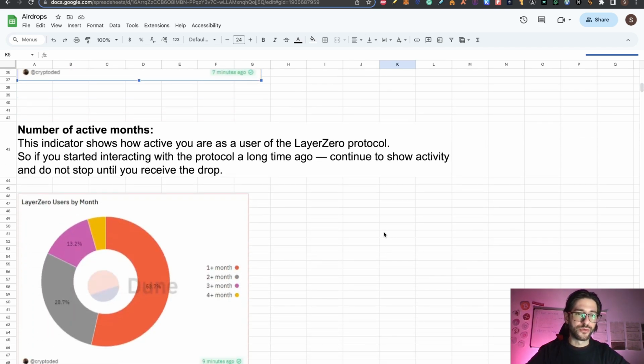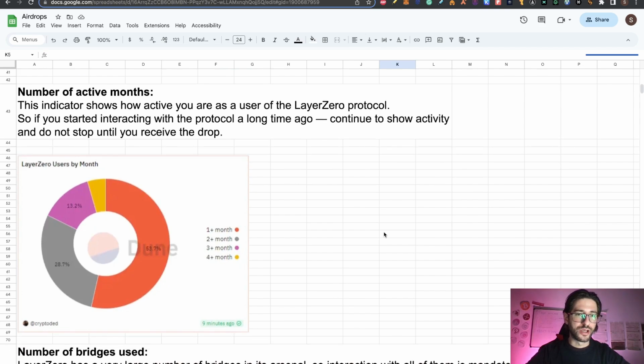After that, we have also the number of active months. And this indicator shows how active you are as a user of the LayerZero protocol. So if you started interacting with the protocol a long time ago, continue to show activity and don't stop until you receive the airdrop. But basically these criteria show us that most of the people, 53.7%, have been here for a month. Then you have for more than 2 months is a 28%, 3 months or more 30%, and 4 months you can see it's only around a 5% of the wallets.